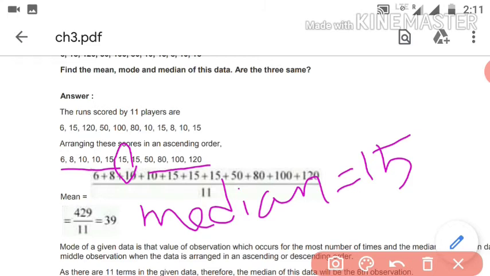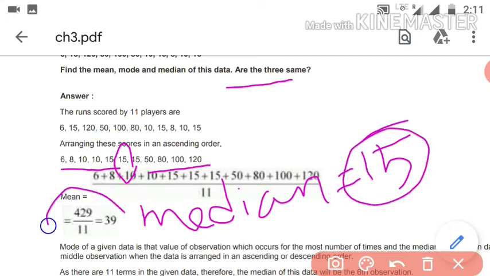Now in the last question, are the three the same? Now, only mode and median are the same, isn't it? Mode and median is how much? 15. But mean is how much? 39. So they are not equal.